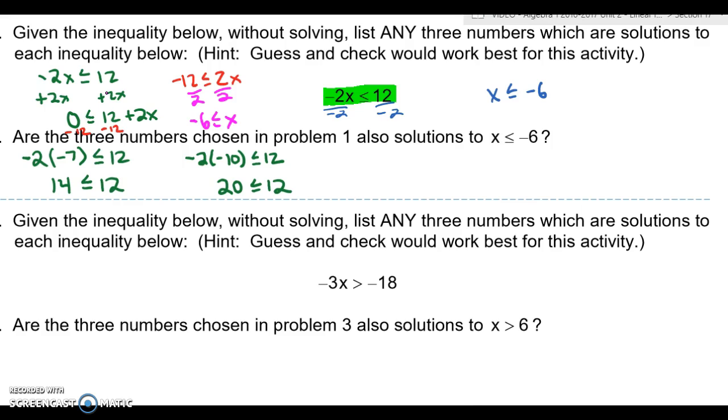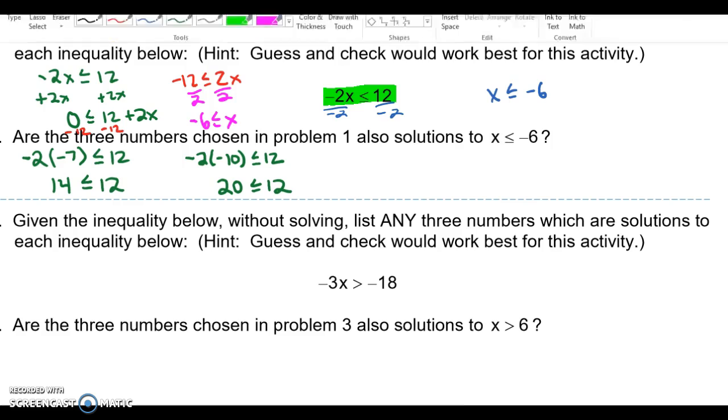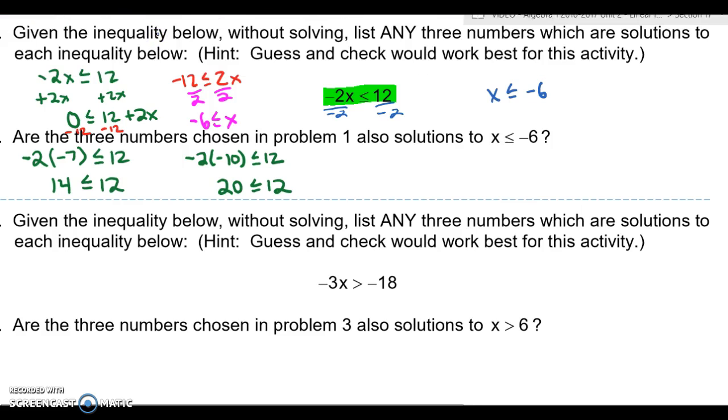What ends up happening is this method is actually correct. This method here of just dividing by negative 2 can work if we make a little bit of a modification. That modification is that when we divide or multiply by a negative number, we're going to have to switch that inequality around. So instead, this is what my final answer should be. x is greater than negative 6.